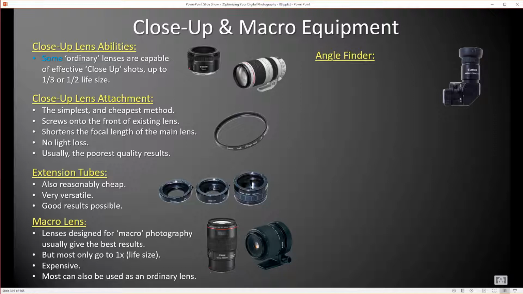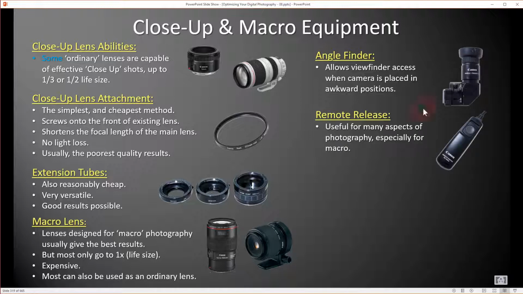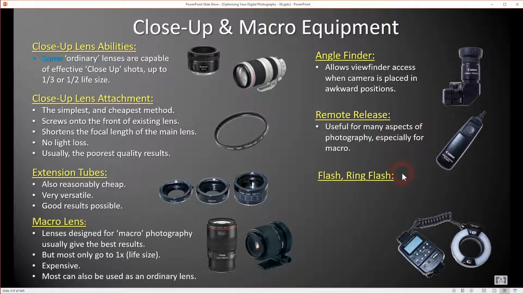Some attachments: angle finders are really useful. It allows you to take pictures close down to the ground or anything like that. We've got remote releases, useful for many aspects of photography, especially for macro. And we've got ring flashes. We've got ordinary flashes, but ring flashes are more specialist for macro photography.